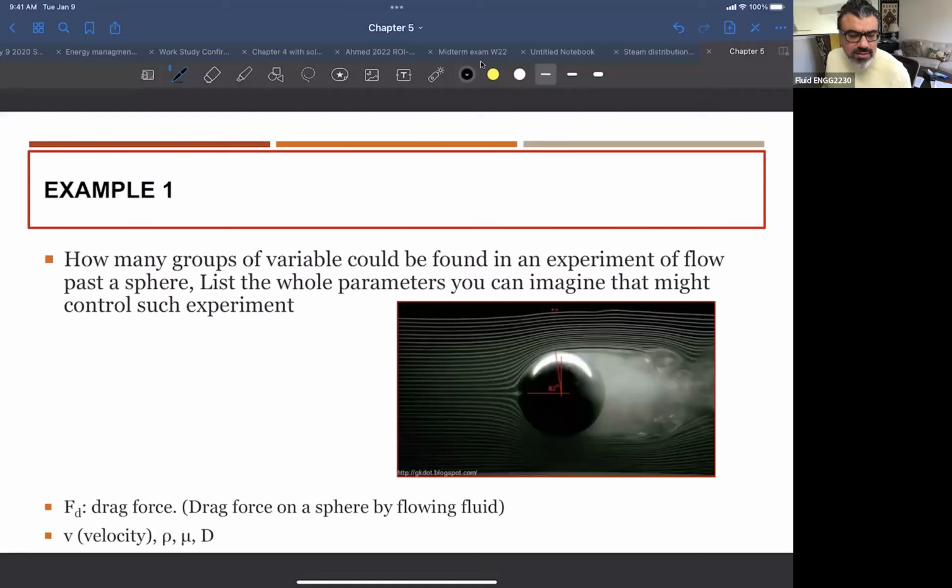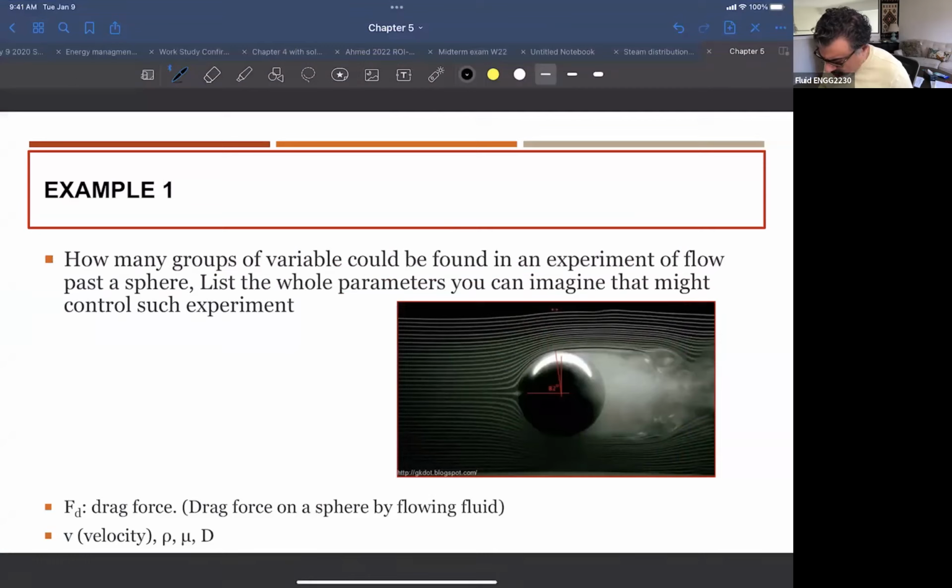And he's telling you that this drag force here is a function of the velocity of the fluid around this sphere and a function of the density of this fluid. Of course, if you test the sphere in water versus in air, it's going to be different. And the diameter of the sphere, right? So it's giving you actually five parameters here: FD, velocity, density, viscosity, and the diameter.